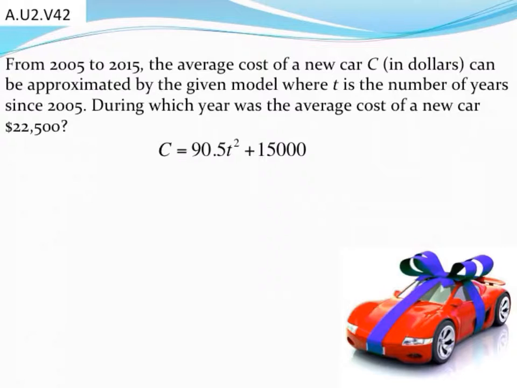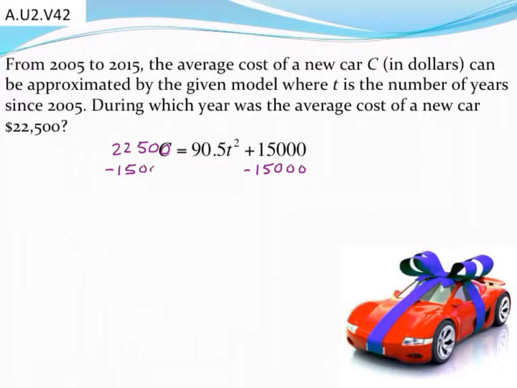In this example, we want to know what year our average car was costing us $22,500. Since that's the C value, I'll go ahead and plug that in for C right here. So I'll start with that. I'll replace C with 22,500, and then there's my equation. Because, like we said, there's no t term in here, we should just be able to solve this using square roots like you'd solve any old equation.